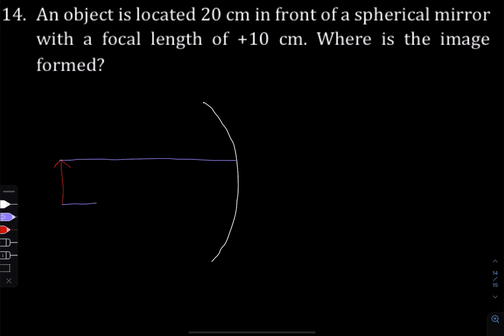So the light comes in, hits the mirror, and then the image is formed back here because the light reflects from it, and we get this inverted image. That is a real image. So in this case, the focal length of the mirror is the value they give us, 10.